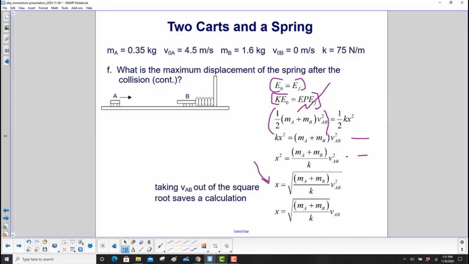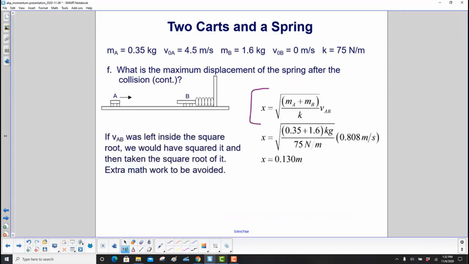And since we have v_AB squared inside the square root, we're going to take it outside, right? Square root of v squared is just v. So that'll save us a calculation. We won't have to square it and then wind up taking the square root anyway. So here's our algebraic expression, which again, that's what you solve first before you put any other numbers into the problem.